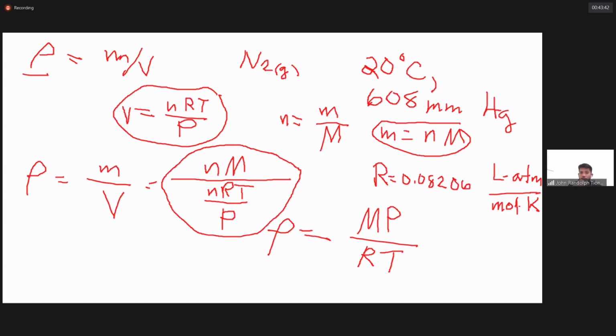Nope. Mali rin yung number. No. Hindi Villamore. Ito na yun, formula ng density. Ito na yung binigay ko dito. Yeah, cancelled out ang N.